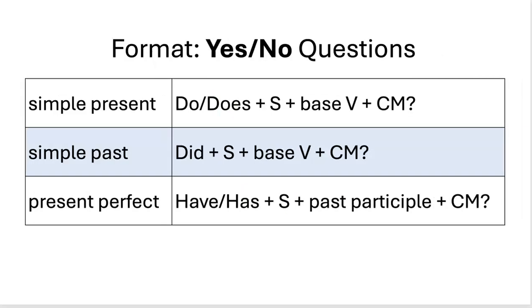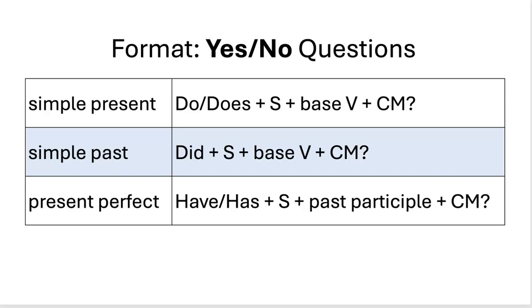Next, we're going to look at the format for yes and no questions. Again, the simple present and simple past have the same basic format. Simple present, we use do or does. Simple past, we use did, plus the subject, plus the base verb, plus the complete meaning. And don't forget your question mark. The present perfect begins with the word have or has, plus the subject, plus the past participle.